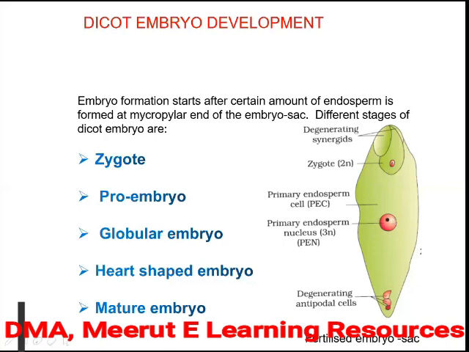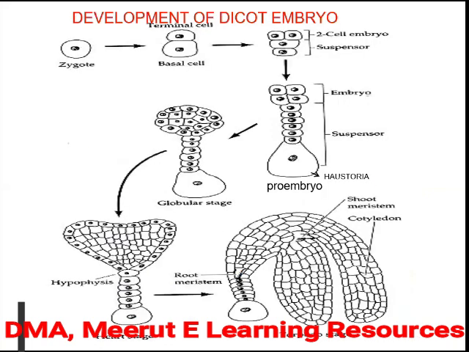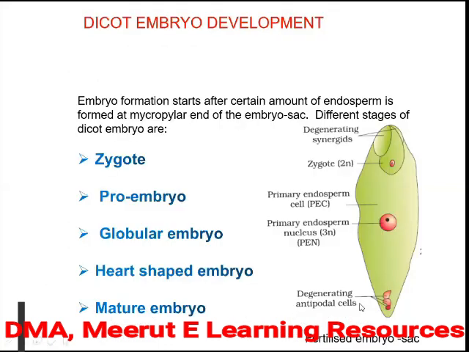But because this is a fertilized embryo sac, the labeling should be changed. What are the labelings? Degenerating synergids. The egg is going to convert into zygote, so in place of egg you label zygote. In place of central cell, you label primary endosperm cell. In place of polar nuclei, you label primary endosperm nucleus. In place of antipodals, you write degenerating antipodals, because synergids and antipodals degenerate after fertilization. And this is the zygote, which is going to convert into embryo. And this is endosperm, which provides nourishment to the developing embryo. It is the primary endosperm nucleus.